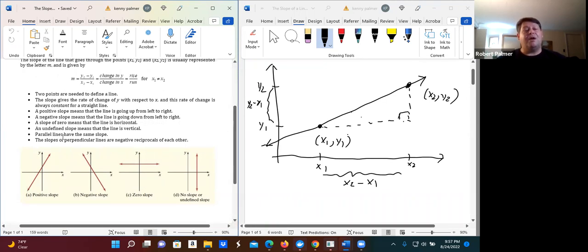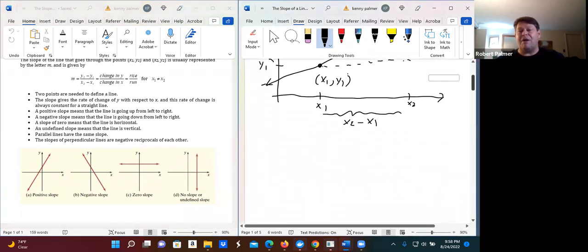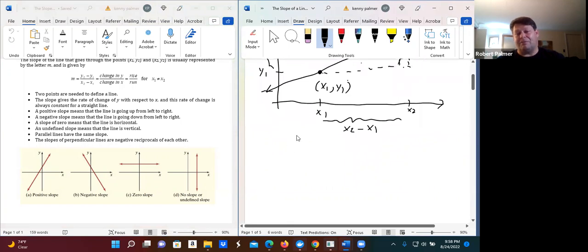Also, if lines are parallel, meaning lines that never touch, they have the same slope. And the slopes of perpendicular lines are negative reciprocals of each other. Now let's do a few examples of how we can actually find the slope of a line, given two points.